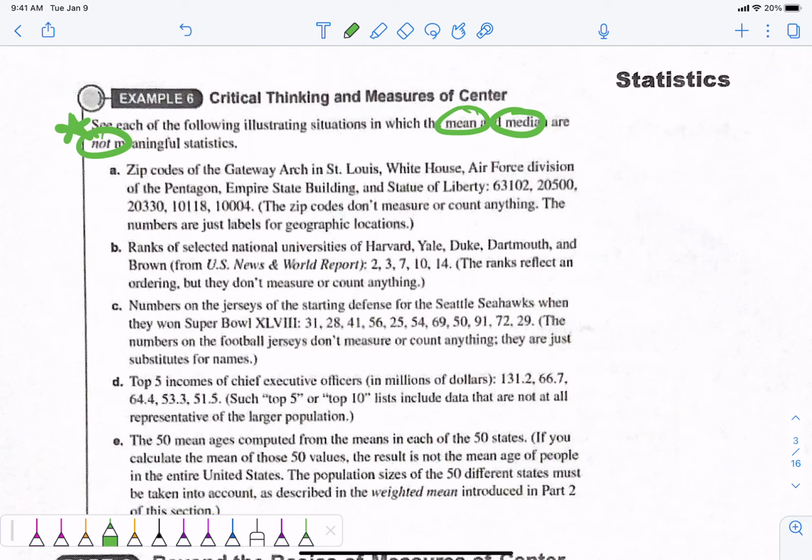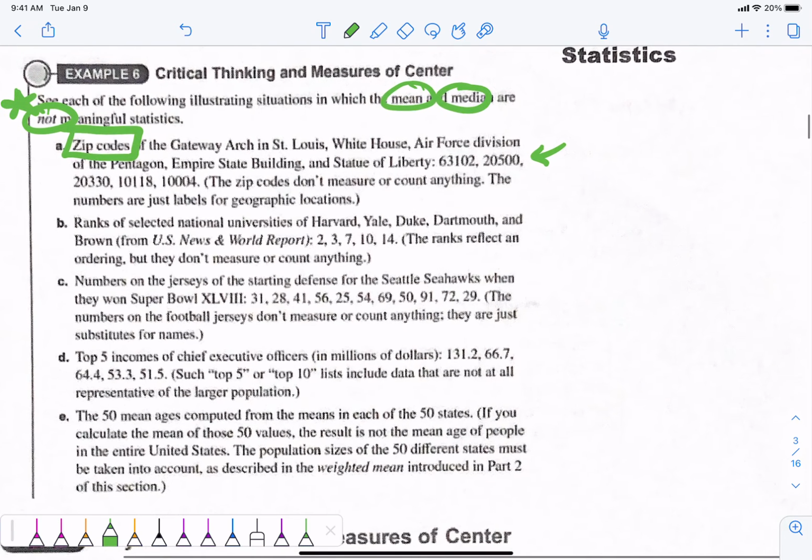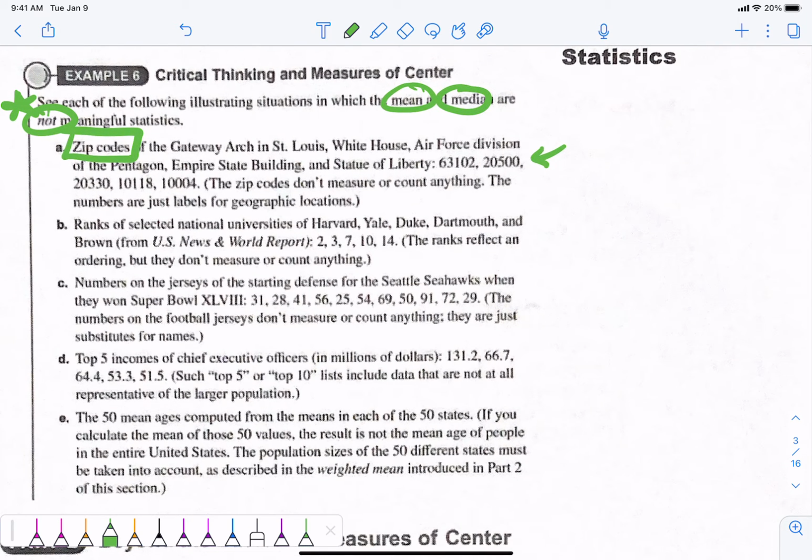Does it make sense to find the average zip code? No. Why not? Because it's too many numbers. Because that's not what it's saying. They're all like a specific number, okay? It's not counting. It's categorical, right? Aren't zip codes categorical? Yeah, it's categorical data. It doesn't make any sense to take the median or the average of categories, right?